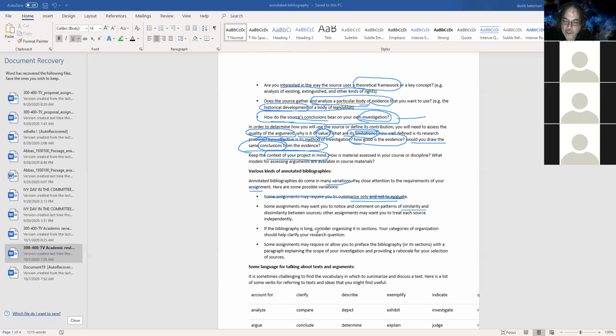If the bibliography is long, consider organizing into sections. Your categories of organization should help you clarify your research question. Again, this speaks to how long, how big the annotations are. Again, usually 200, can go to 300 words. That's up to you. But it's meant to be concise, and you're moving from the assignment that you just handed in, which is fairly lengthy. Now you're getting much more concise in the annotated bibliography.